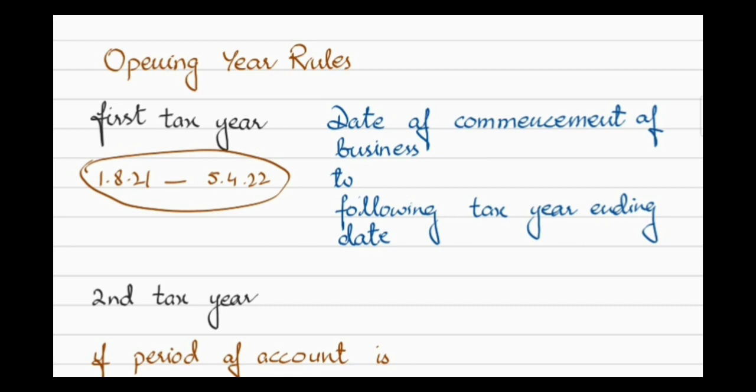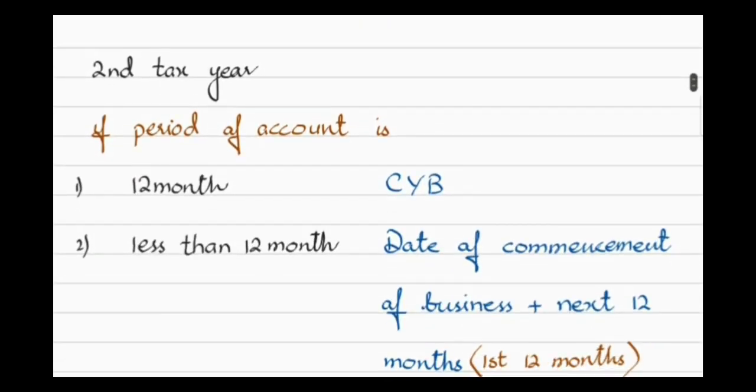The identification of the first tax year is not a complex area. In every case, the first tax year is identified on the same rule, whether your period of account is exactly 12 months, more than 12 months or less than 12 months. The first tax year would be identified with this basic rule, while the second tax year is dependent on the length of the period of account. If the period of account is exactly 12 months, then we have to follow the current year basis. So in this regard, we have to consider an example.